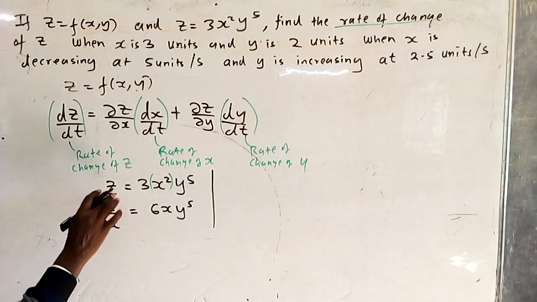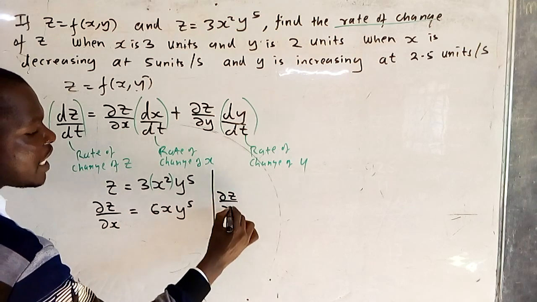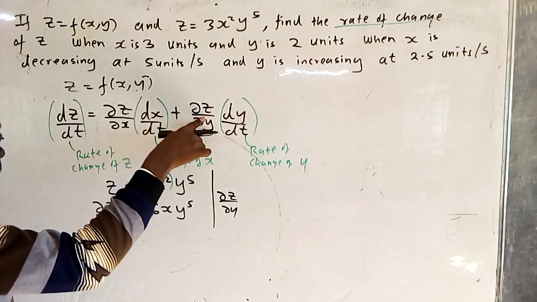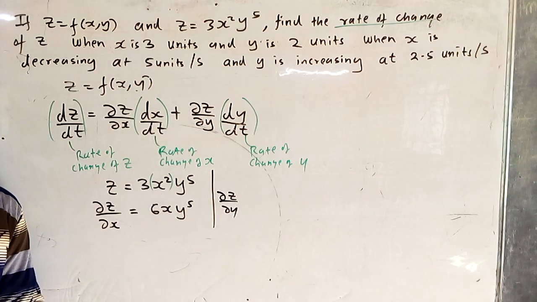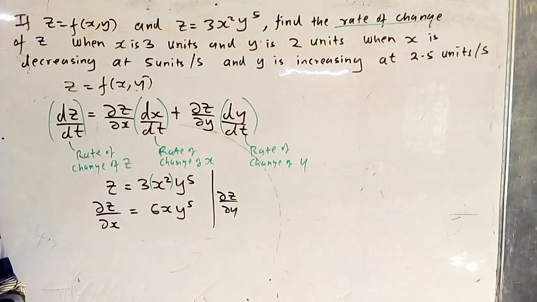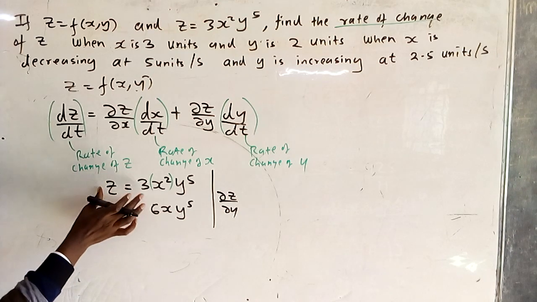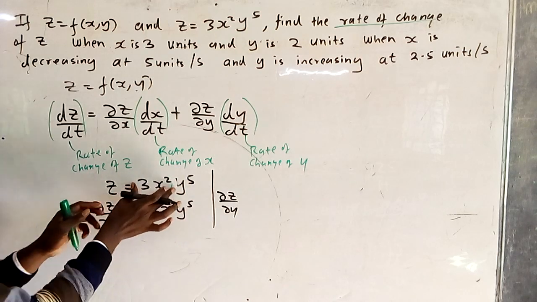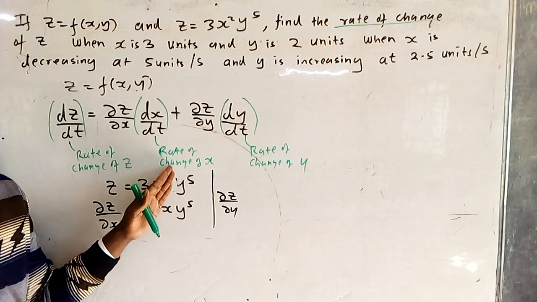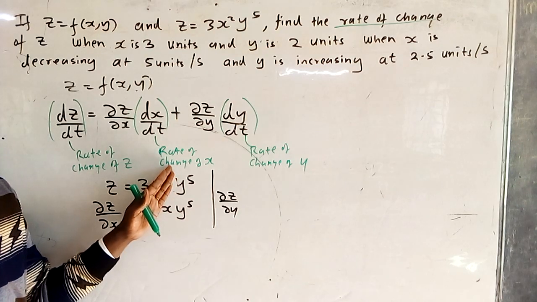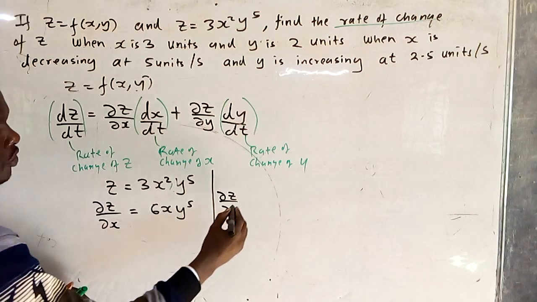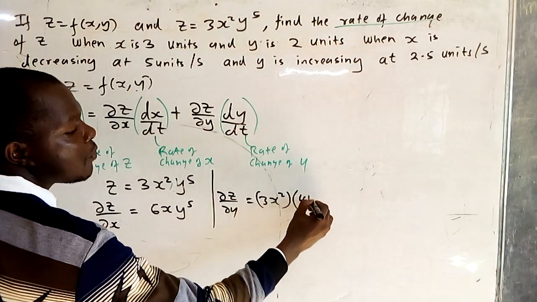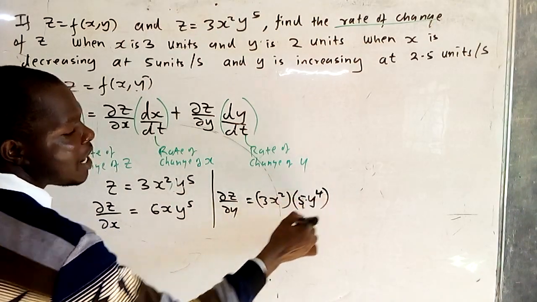We now want to differentiate z partially with respect to y, isn't it? Are we together? Anything else is a constant except y. So here is our z. The 3x squared is now a constant. We are differentiating y raised to power 5, which we get to be 5y raised to power 4. So our constant there is 3x squared, then when we differentiate y raised to power 5, we get 5y raised to power 4, isn't it?